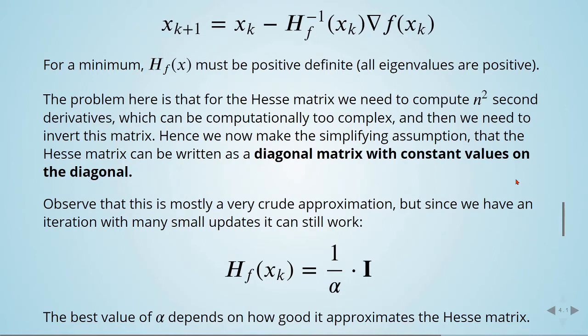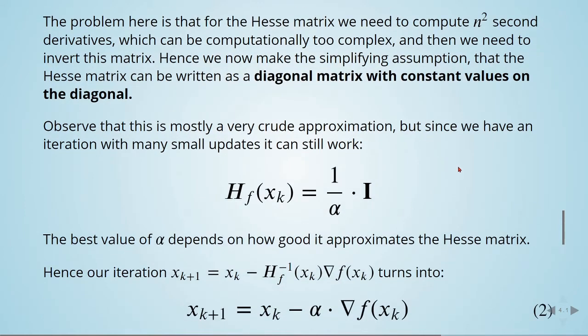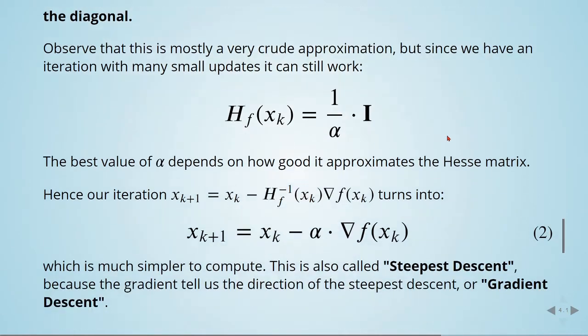Observe that this is mostly a very, very crude approximation, but since we have an iteration with many small updates, it can still work. So now we will assume that this Hesse matrix is 1 divided by alpha times the identity. And the best value of alpha depends on how good it approximates the Hesse matrix. Hence, our iteration will go from this one with the inverse of the Hesse matrix and the gradient, with this crude approximation, to this one here.